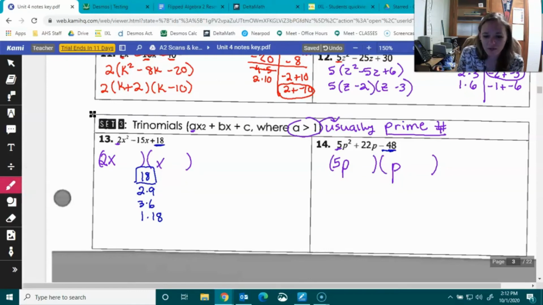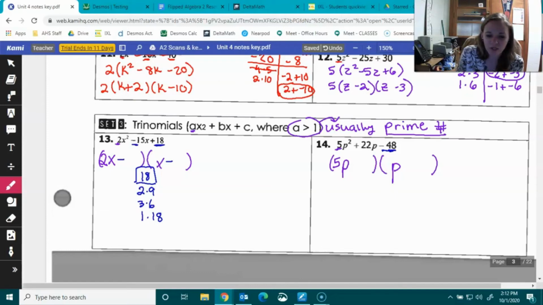Okay, and one thing to note, if it's positive but I have a negative, that means my two numbers are both going to be negative, because a negative times a negative is a positive. So I know I'm going to have a minus and a minus, because a negative number times a negative number will give me 18. You'll see what I mean in a minute.